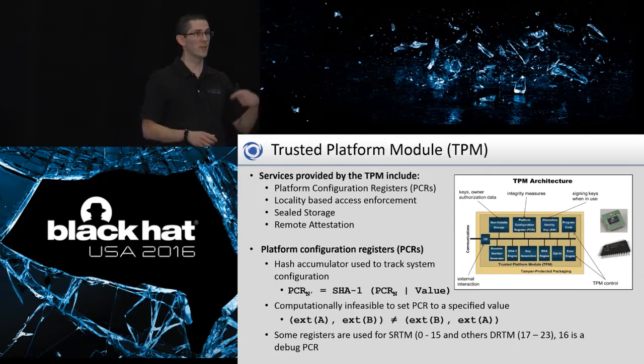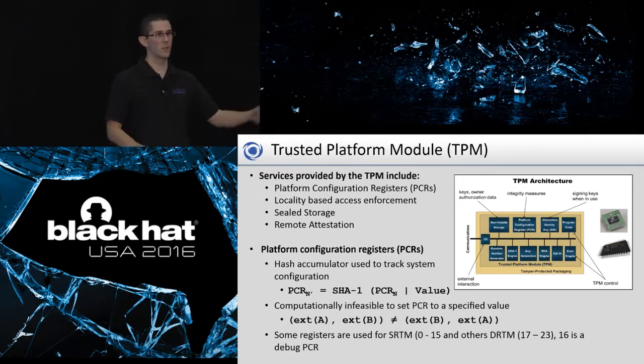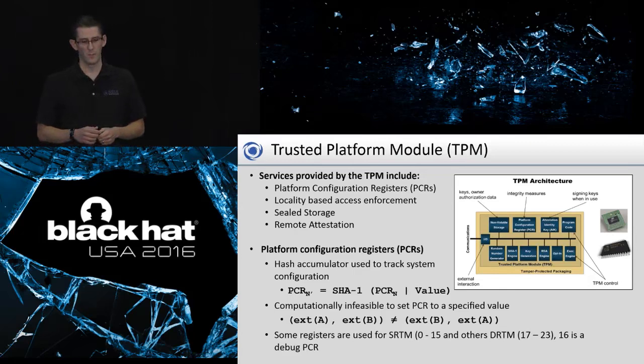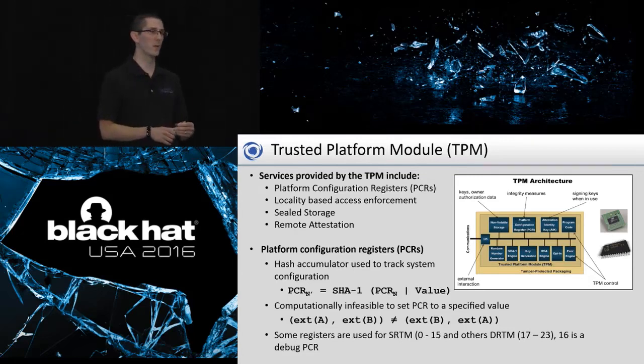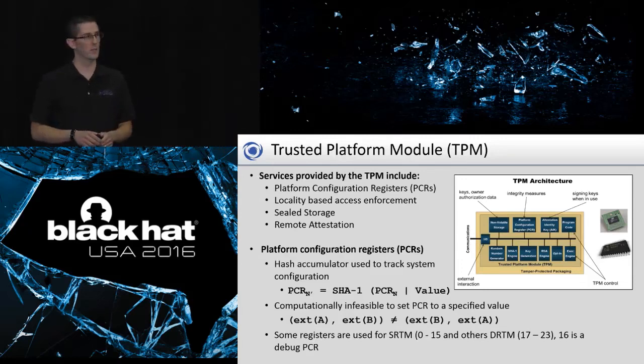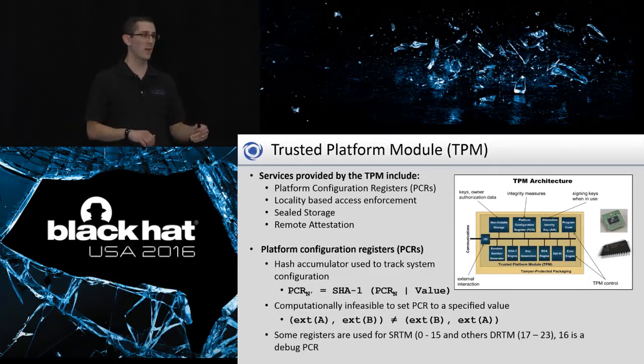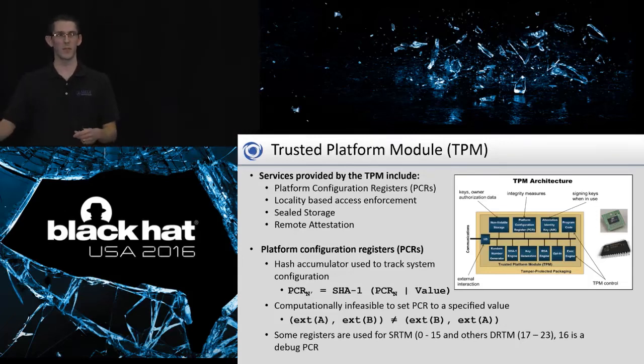Right? So you can keep extending them over and over and over, and it's going to change that value. But it's computationally infeasible to set the PCR to a specific value. Right? I don't know what I need to extend it with if I want the result to be 1, 2, 3, 4. And that's really important. It's an important feature of the whole technology. And then order of operations is important, right? Extending with A followed by an extend with B is not the same as extending with B and then extending with A, because of the way the concatenation and hashing works.